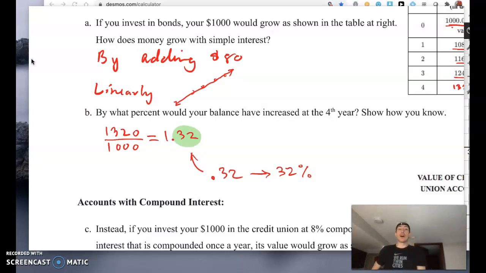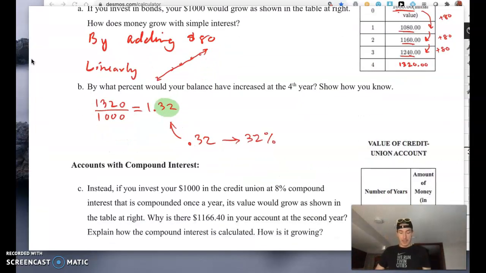That is growth over 4 years, right? So got to be careful. Okay. The other option is the credit union option, and this is the compound interest.